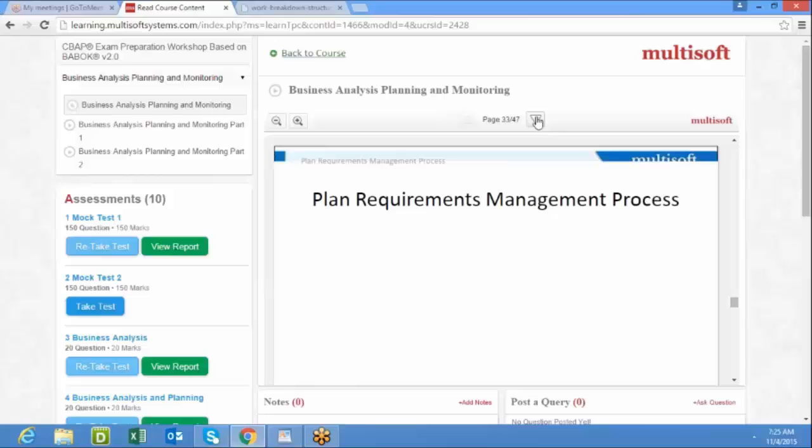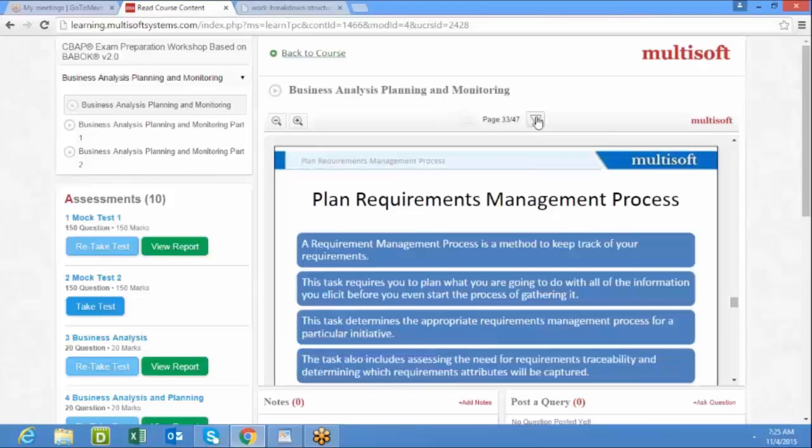Then is your plan requirement management process. That means you will be totally deciding how you will track your requirements, where they will be stored, and who will be accountable. Suppose 10 team members are allotted to you for the work. You make somebody responsible. How you will find the relationship between the requirements, who will be capturing the requirement attributes, and what will be the attributes.